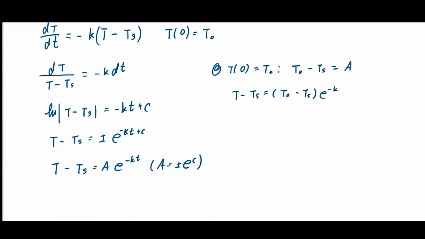Times e to the negative kt. So far so good. And if you want to send T_S to the other side, then you can do so like this. How about that? Now we can check our answer by doing these couple of things. Number one, if you plug in 0 for t, do we get T_0 back? Let's see. If you plug in 0, then this whole thing becomes 1, and this T_S cancels that T_S, so we get T_0 back. So that's number one.